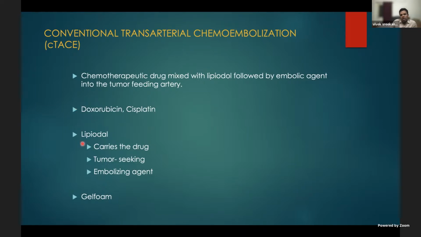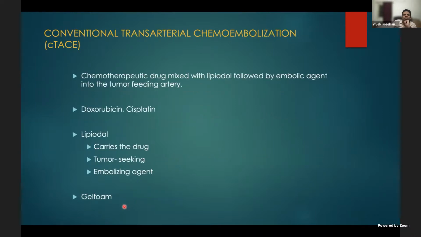And the Lipiodol is used, and the advantage of Lipiodol is that it carries the drug. It's a tumor seeking agent because it selectively goes towards the tumor, because of the tumor pump, which selectively takes the Lipiodol into the tumor cells and not the regular hepatocytes. And it's also an embolizing agent. So this is how the Lipiodol and the doxorubicin are mixed and injected into the tumor feeding artery. Up to stasis, we inject this and then we follow it with the gelfoam. The gelfoam is the one which causes the embolization of the tumor feeding artery, which causes an effective necrosis and also tumor death.